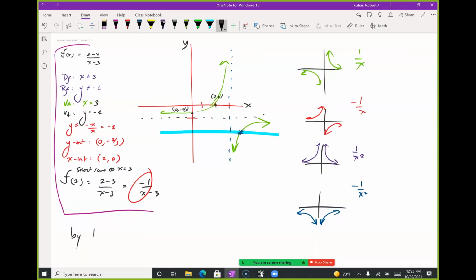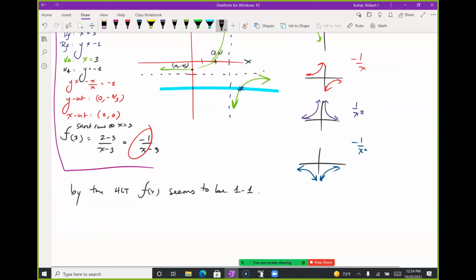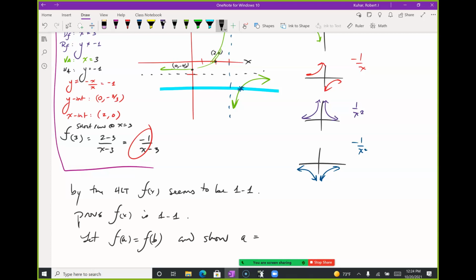So by the horizontal line test, f of x seems to be 1-to-1. How do I know for sure? How do I prove that f of x is 1-to-1? Let f of a equal f of b, and show a is equal to b.